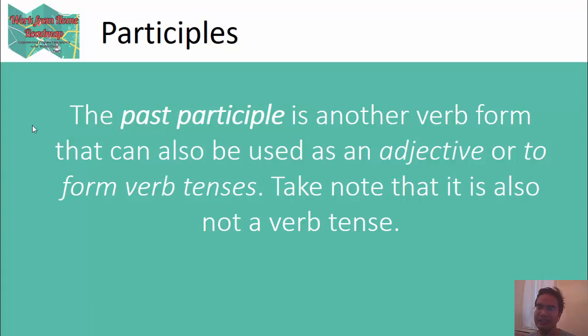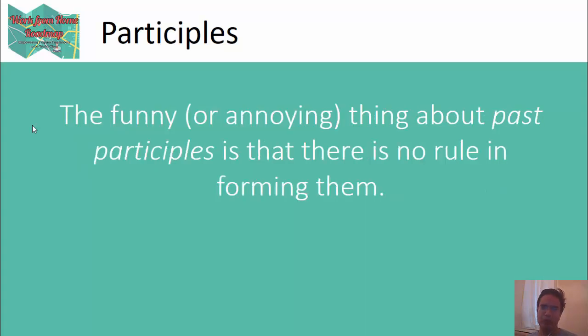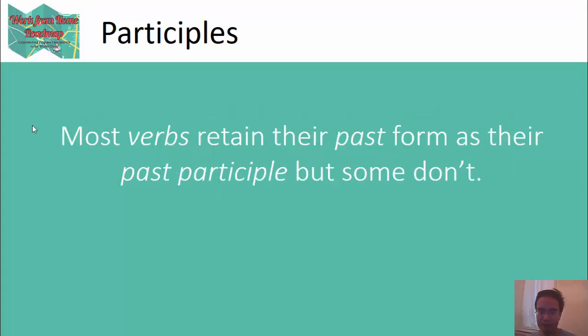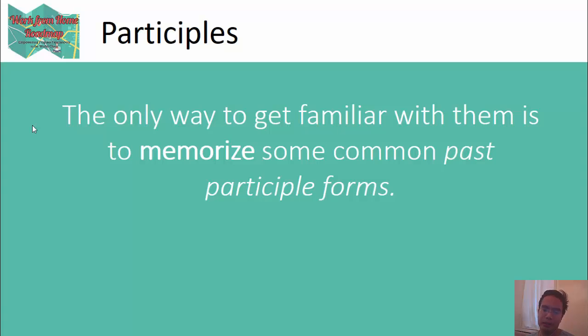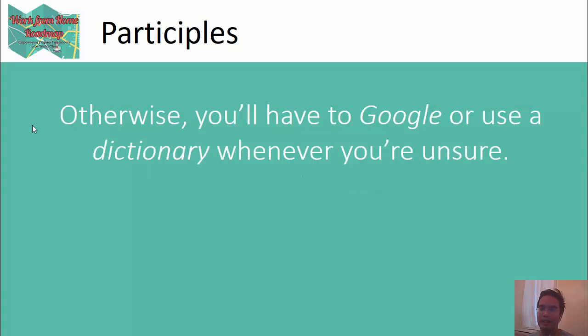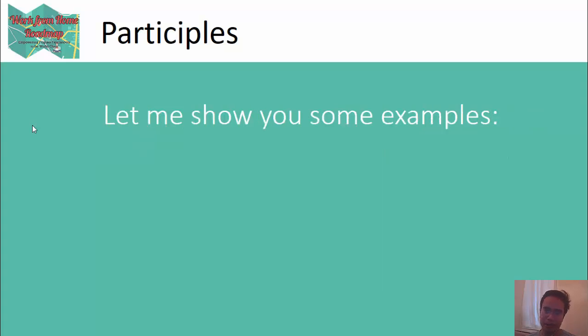The past participle is another verb form that can also be used as an adjective or to form verb tenses. Take note that it is also not a verb tense. The funny or annoying thing about past participles is that there is no rule in forming them. Most verbs retain their past form as their past participle, but some don't. The only way to get familiar with them is to memorize some common past participle forms. Otherwise, you'll have to Google or use a dictionary whenever you're unsure. Let me show you some examples.